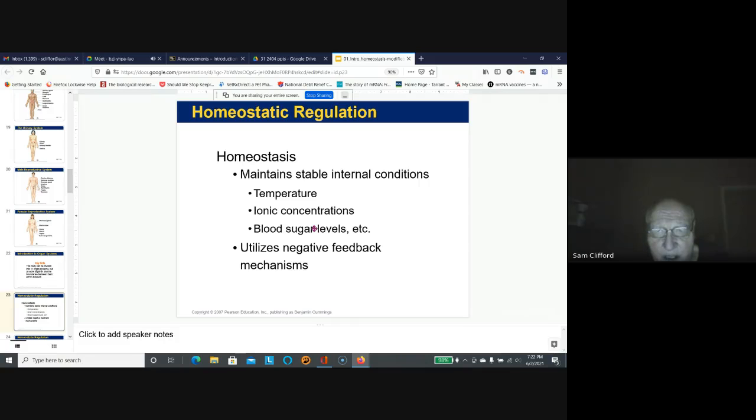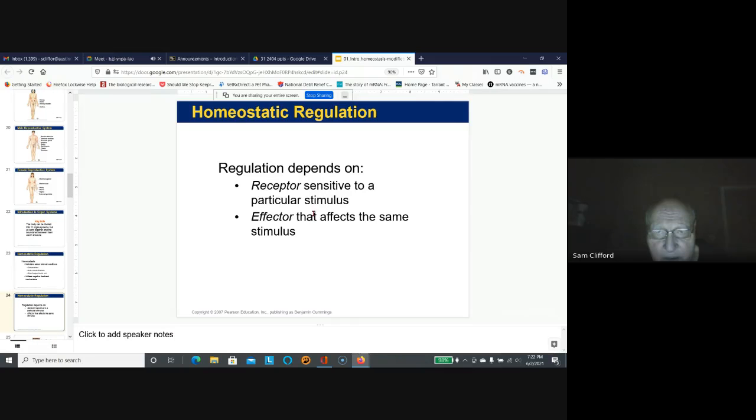Homeostasis is maintaining stable conditions from the temperature to the concentration of ions to the blood sugar levels, and uses negative feedback. So what does that mean? So receptors sense pH level, oxygen level. The effector changes the response to, like, increasing temperature. So it negates that to bring your temperature down to its standard level or its set level.